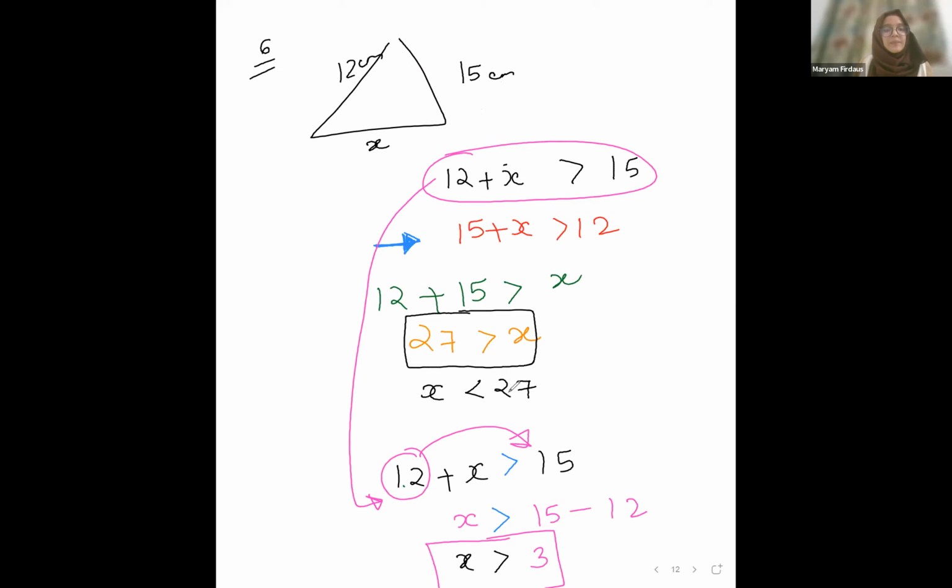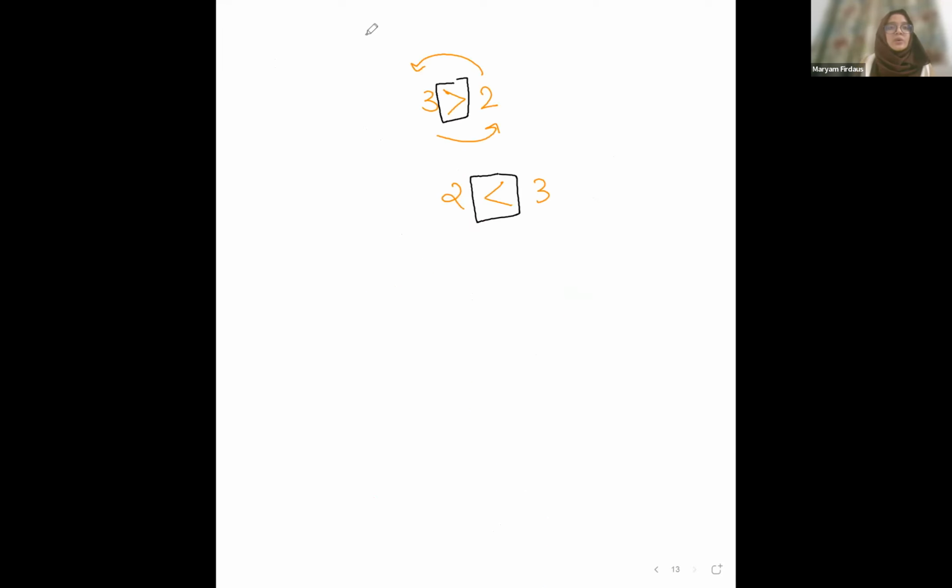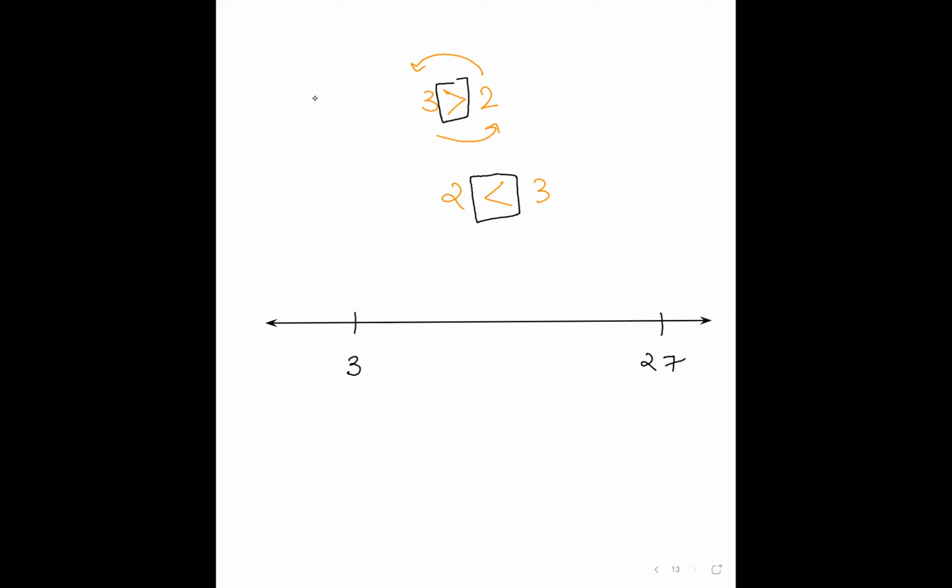So between what two values should the value of x lie? X should be a number. Let's try to understand this using a number line. So x should be a number which is greater than 3 but less than 27.